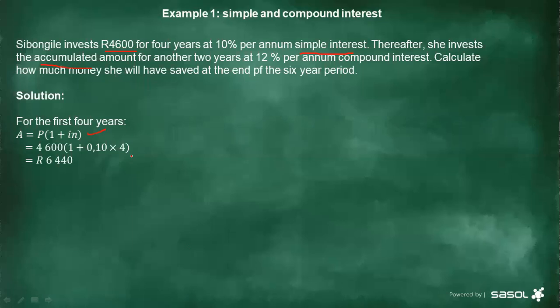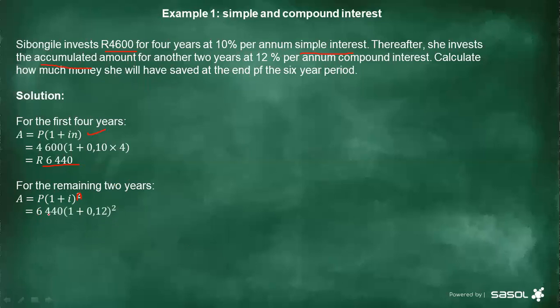Thereafter, she then invests this amount of money, which is 6,440, for the next 2 years. But now the interest changes to 12% per annum compounded interest. Let's see how we calculate that. First, you write the correct formula for that. Actually, it was supposed to be n there, not 2, because we have to first write the standard equation for the compound interest.